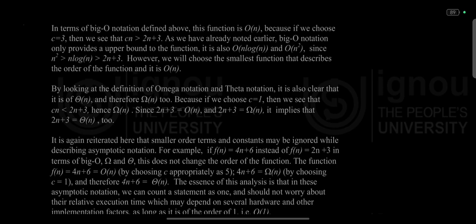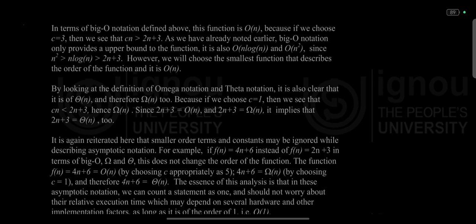By looking at the definition of omega notation and theta notation, it is also clear that it is theta of n and also omega of n, because if we choose c equal to 1, then we see that cn is less than 2n plus 3, hence omega of n. Since 2n plus 3 is big O of n and 2n plus 3 is omega of n, it implies that 2n plus 3 is theta of n.